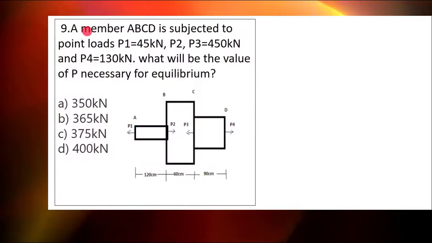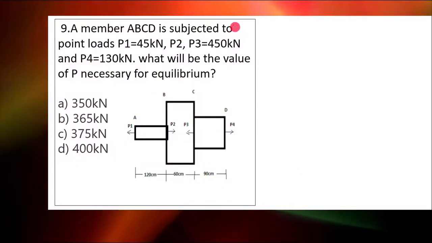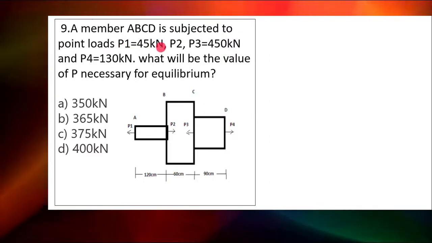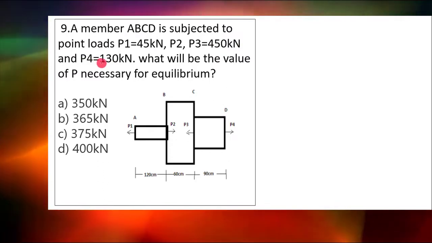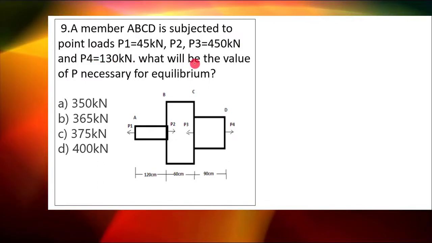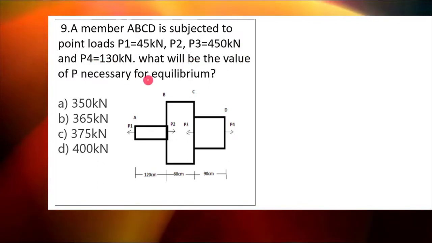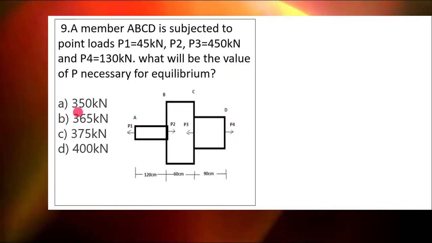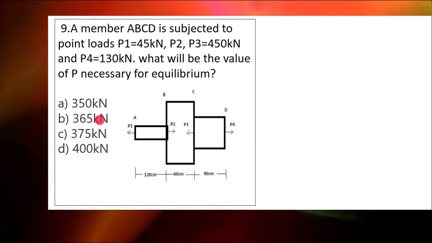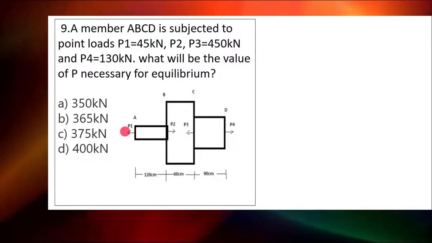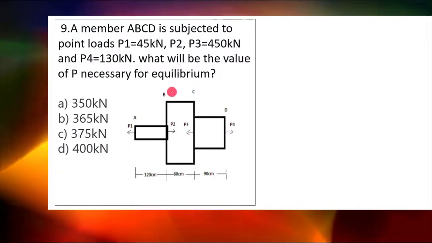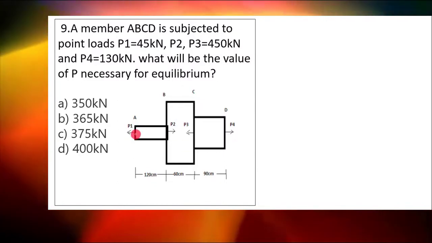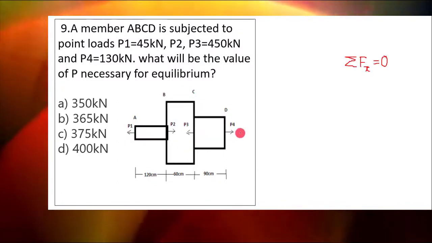The ninth question is, a member ABCD is subjected to point loads P1 45 kN, P2, P3 450 kN and P4 130 kN. What will be the value of P necessary for equilibrium? Option A 350 kN, option B 365, option C 375 and option D 400 kN. And they have given this figure where they have denoted P1, P2, P3 and P4 here.